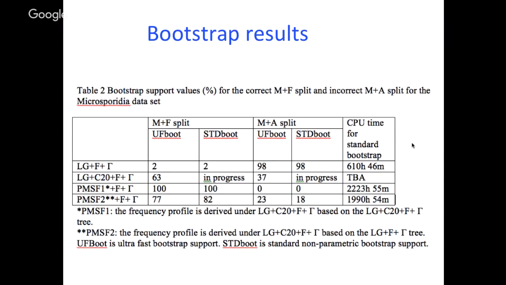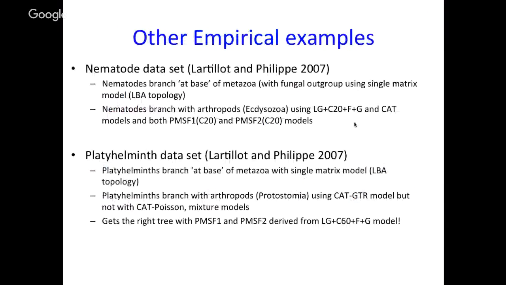So I'll skip over the bootstrap results. We have other empirical examples where we can actually show that our PMSF models can overcome long branch attraction. There are two famous cases that Nicolas Lartillot examined in his paper with Hervé Philippe in 2007. One with nematodes branching either with arthropods or at the base of metazoa as the long branch attraction tree. In that case, our PMSF models get the correct tree, again, when the single matrix model doesn't.